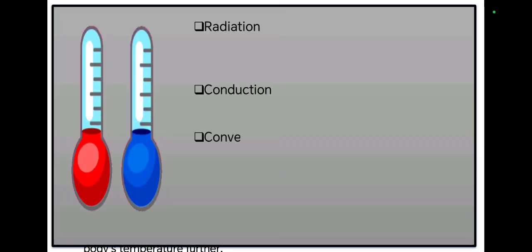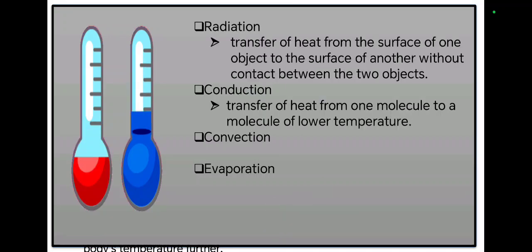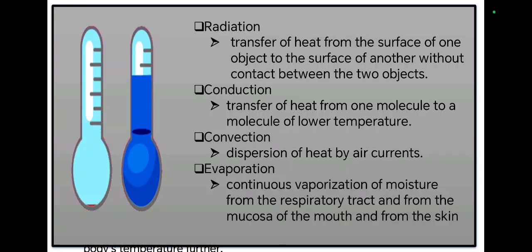Now, for heat loss, how do we lose heat in our body? First, it can be through radiation, or the transfer of heat from the surface of one object to the surface of another without contact between the two objects. So the heat radiates throughout the two objects. Conduction is the transfer of heat from one molecule to a molecule of a lower temperature.